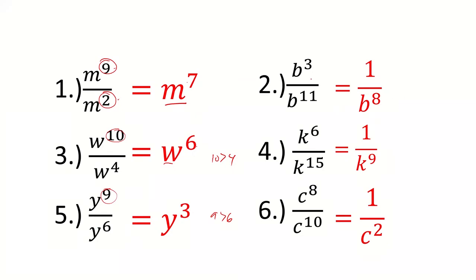But if it's case 2, just like this, 3 is less than 11. So instead of putting the b on top, we put the b in the denominator. Still, we subtract the exponents 11 and 3, but again, you put the b in the denominator. Same here, 6 is less than 15, so case 2. So we put the k here in the denominator. Same here, 8 is less than 10. We still subtract 10 and 8, but we put the c in the denominator.